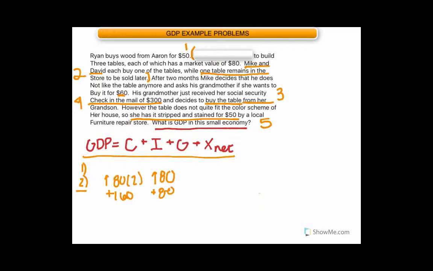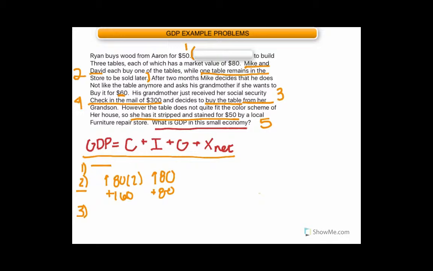Now we're going to move to scenario 3, where Mike's grandmother decides to buy the table from him. I'm going to go back to scenario 1 and just make a little dash mark so we can remember that we didn't add anything there. Okay, so in scenario 3, Mike's grandmother buys the table back from Mike.